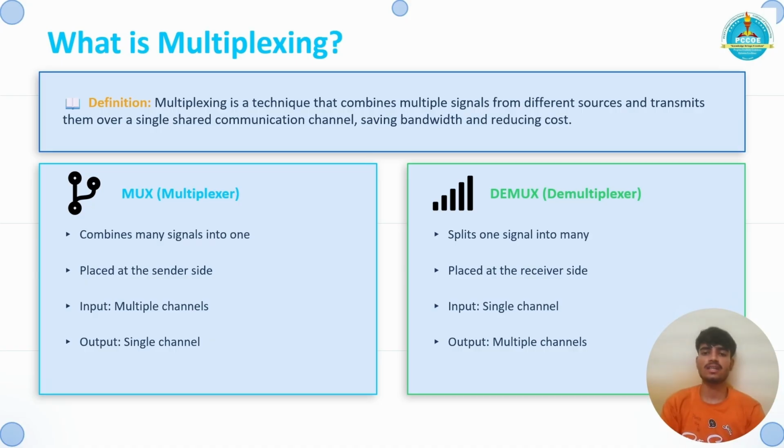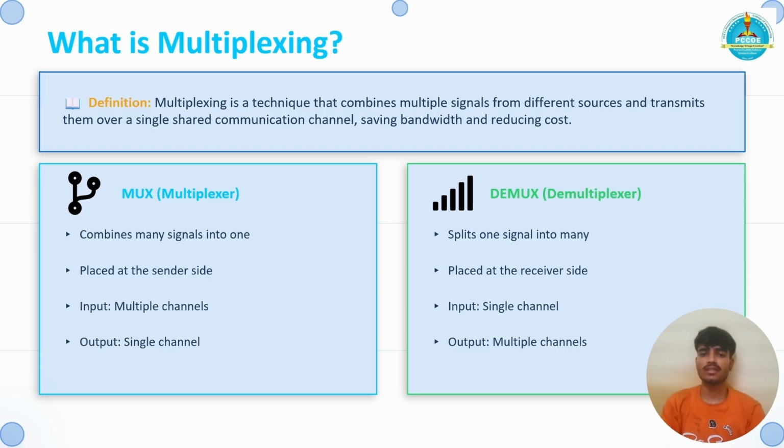Multiplexing is a technique where multiple signals are combined together and transmitted using one communication channel. The main purpose is to save bandwidth, reduce cost, and improve communication efficiency. Now observe the two important devices shown here. The first device is a mux or multiplexer. The job of the multiplexer is to combine many input signals into one output signal. It is always placed at the sender side.